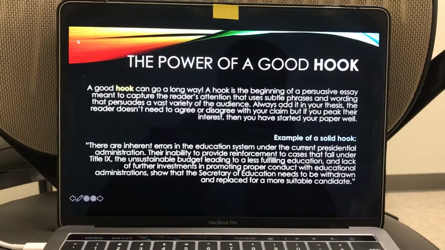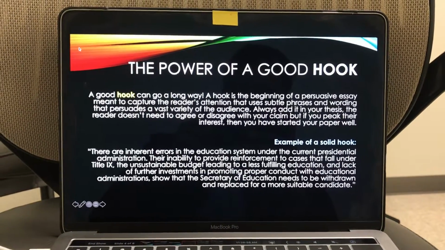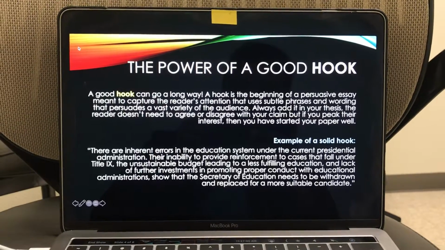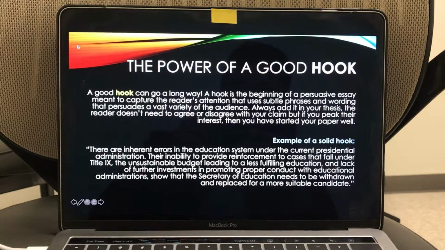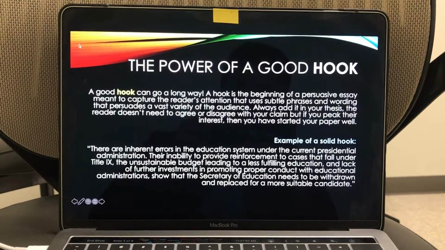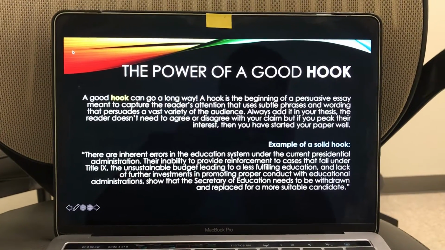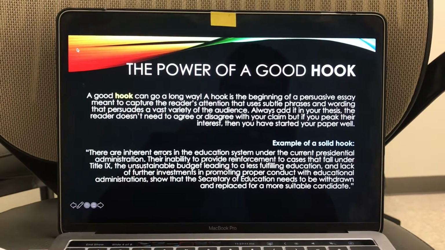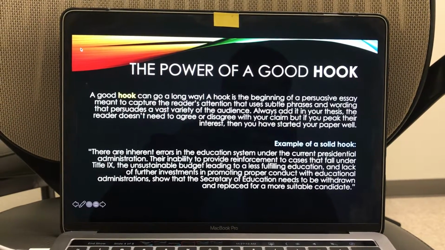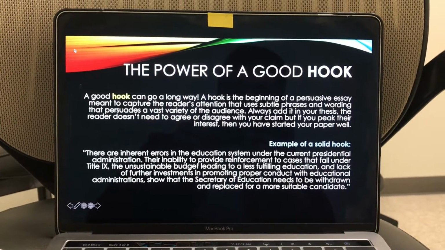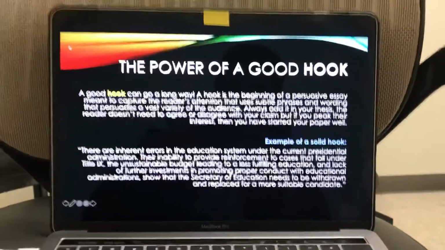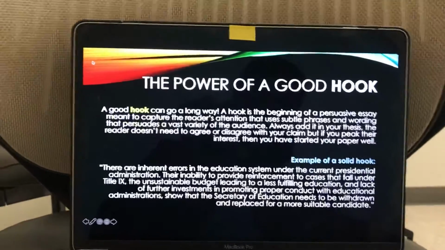Examples of a solid hook. There are inherent errors in the education system under the current presidential administration. Their inability to provide reinforcement in cases that fall under Title IX, the unsustainable budget leading to less fulfilling educations, and lack of further investments in promoting proper conduct with educational administrations shows that the Secretary of State needs to be withdrawn and replaced with a more suitable candidate.